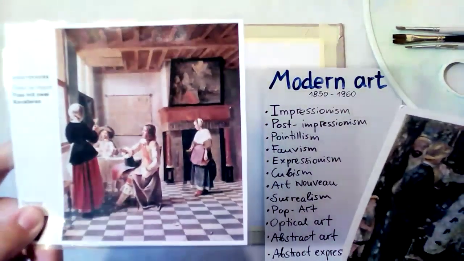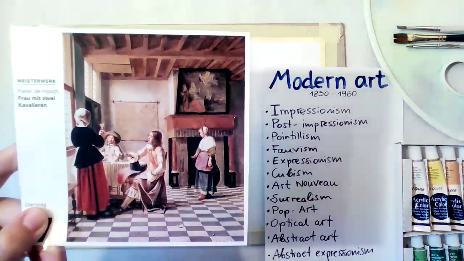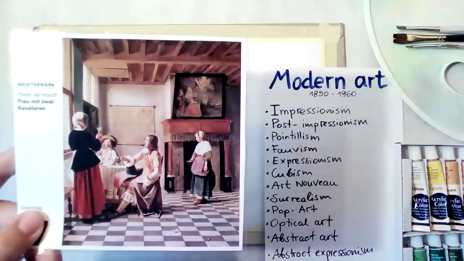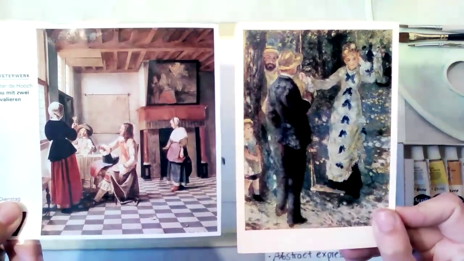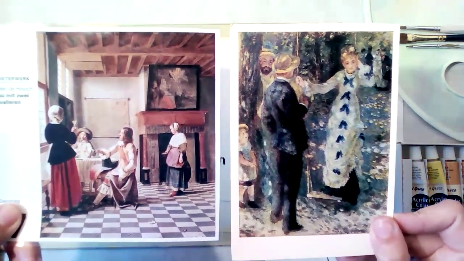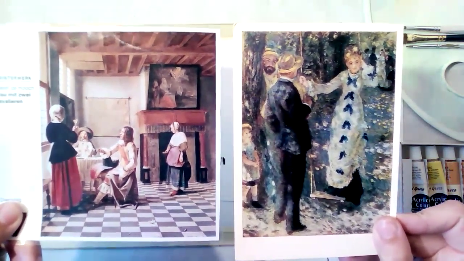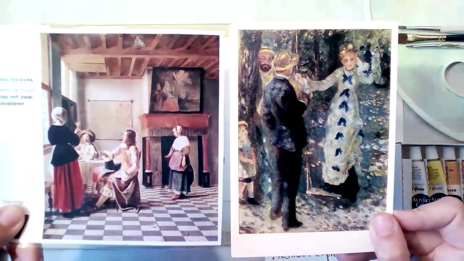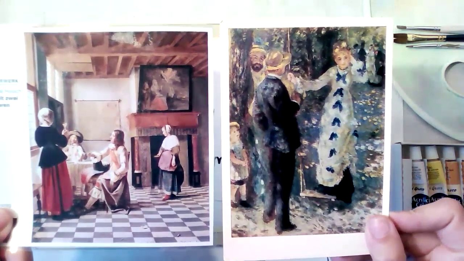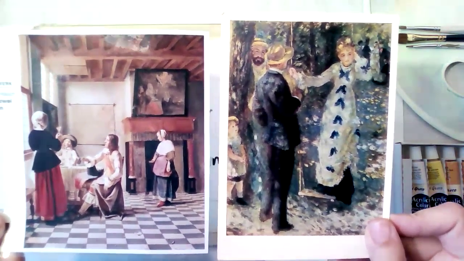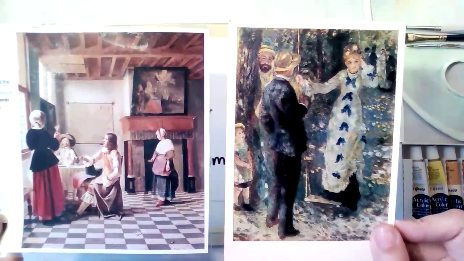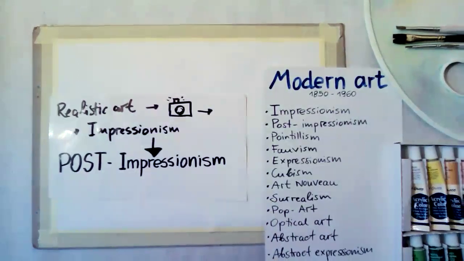Maybe just one more. A typical Dutch painting, they really liked drawing everyday life. And then impressionism: they started going out and painting outside, which is called plein air. Here you see how the figures are made differently. They're not so precise, there are more dots and brush strokes. So we get the feeling.